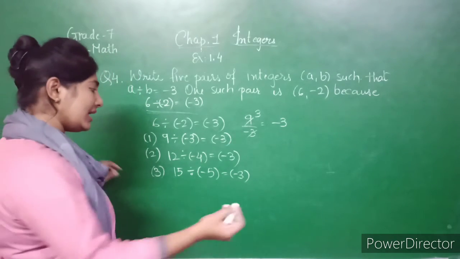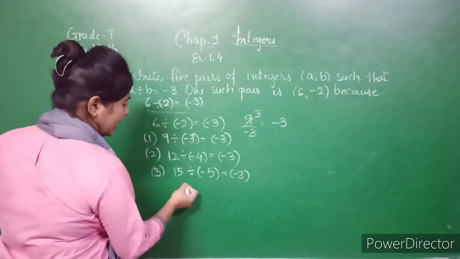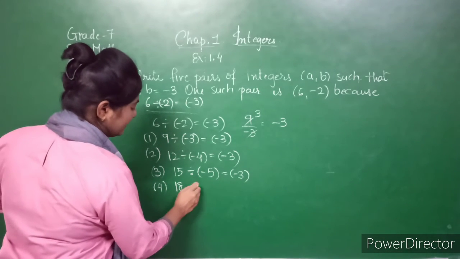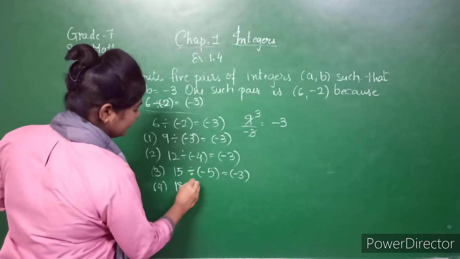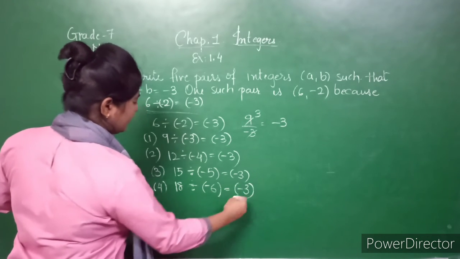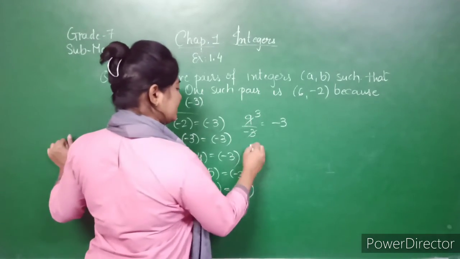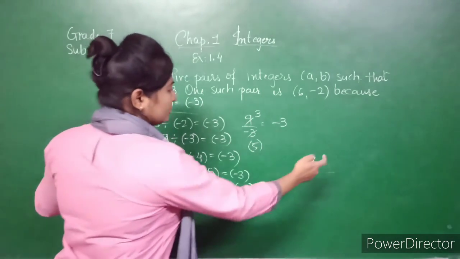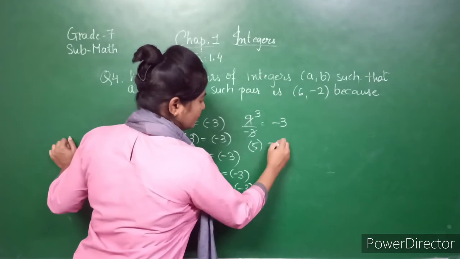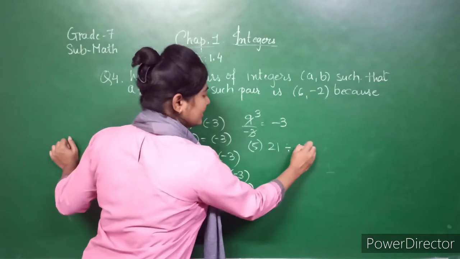Now 3 sixes are 18. So here we have to write 18 divided by minus 6. It is minus 3. Now another pair is 3 sevens are 21. So here we have to write 21 divided by minus 7.